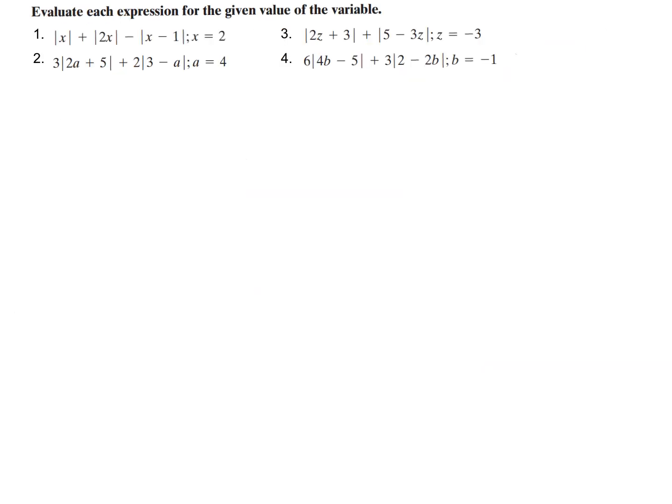For these questions, I am going to substitute 2 in for x on number 1. So I'm going to have the absolute value of 2 plus the absolute value of 2 times 2 minus the absolute value of 2 minus 1. Now I want you to remember that the absolute value is the distance from 0. If you did not remember that the absolute value is the distance from 0, then please write down that definition.